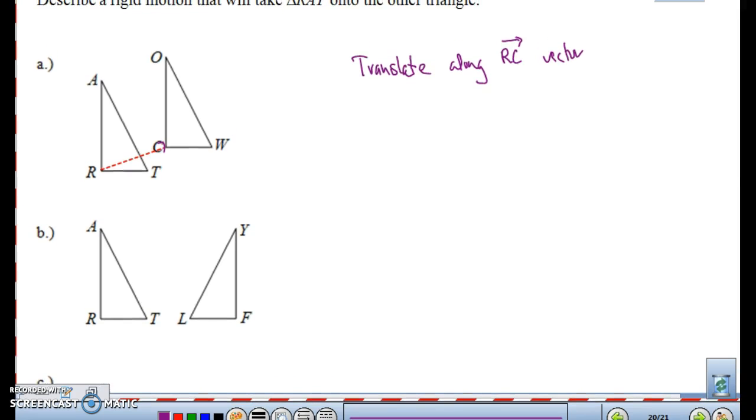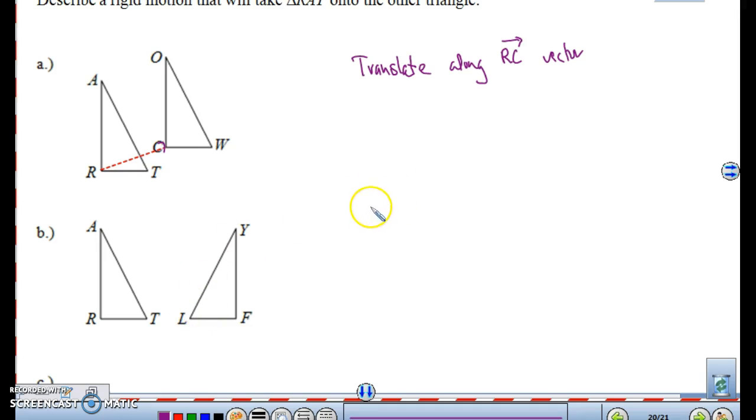Now let's look at the second one here. We have triangle RAT, and we want to end up over here. So again, R ends up at F, T ends up at L, and A ends up at Y. All right, now notice the orientation of these. The orientation is flopped the opposite way. So what kind of transformation is this? Well, probably it's going to be some kind of reflection, but what are we reflecting over? We want to probably reflect over a line, but where is the line going to be?